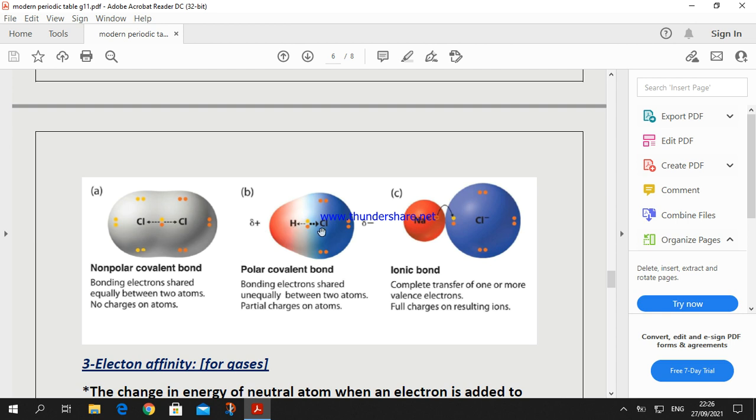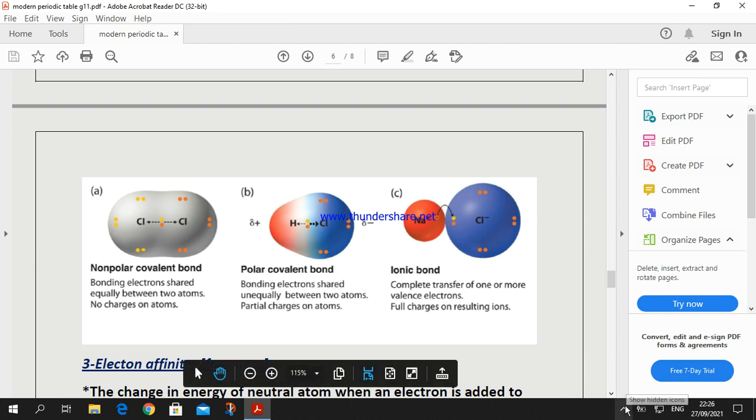In the case of hydrogen and chlorine, chlorine is more electronegative than hydrogen, so it attracts the electrons of the bond toward itself, leading to the formation of a partial negative charge on the chlorine atom and a partial positive charge on hydrogen, and forms a polar covalent bond.